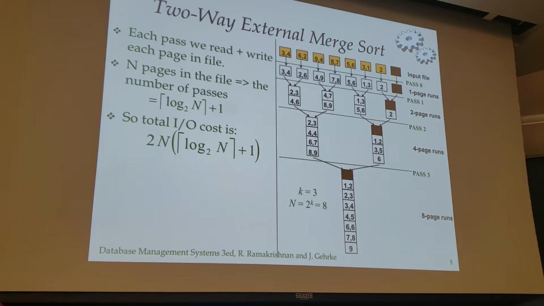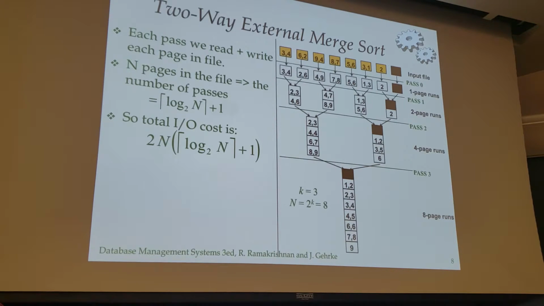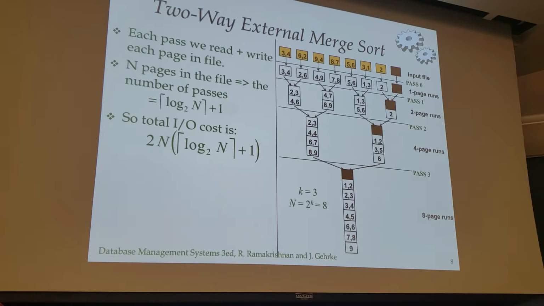Each pass, we read and write every single page once. We read in the results of the previous pass, and we write out the new results. So how many pages do we have to write? We basically have to write n pages. A little bit less than that because n might not be a power of 2, but we really do have to write n pages in the file. It's exactly n, not actually 2 to the k.